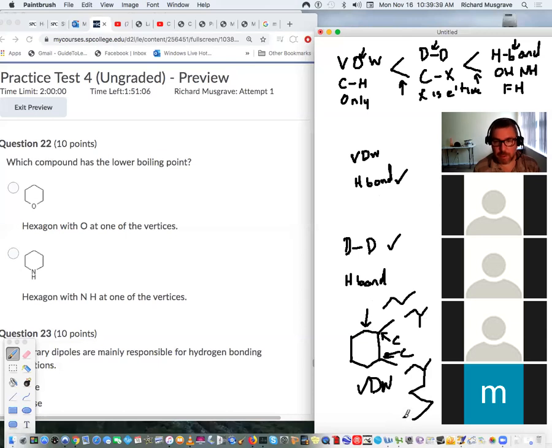And then once you throw in something like X, where X is O or Cl or F or anything, then you talk about dipole-dipole. Then if you have OH, NH, or FH, we're talking about hydrogen bonding. So if it's just a single O, it would be DD, but if it's NH, it would be HB. Or if it was OH, that would be hydrogen bonding.